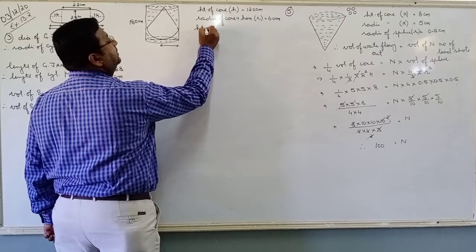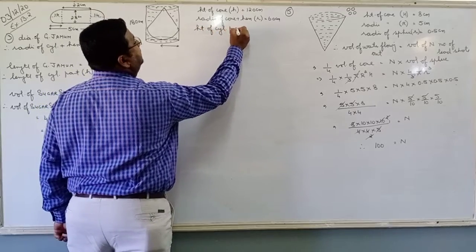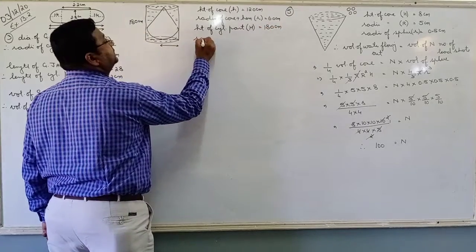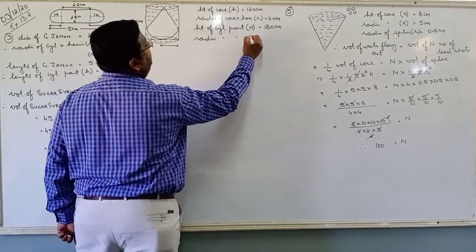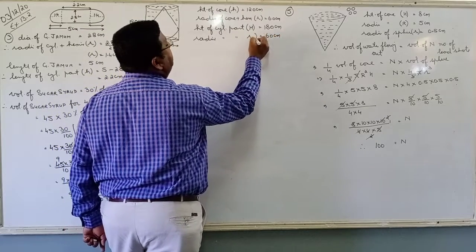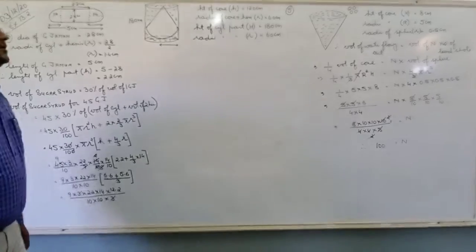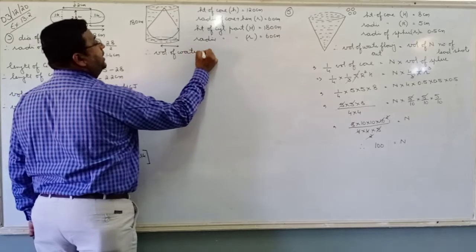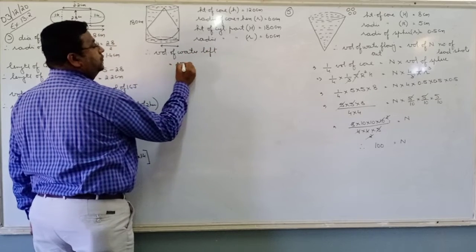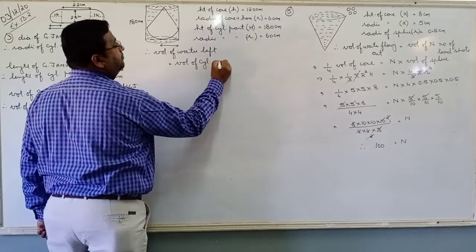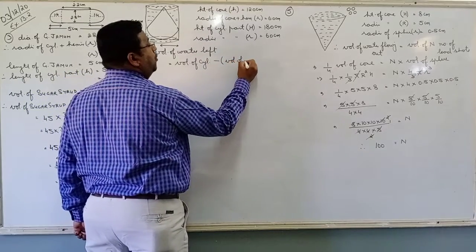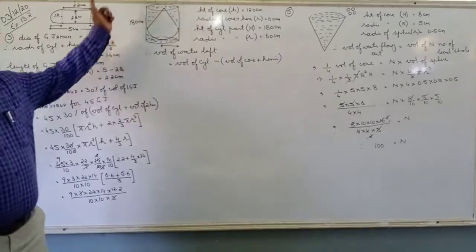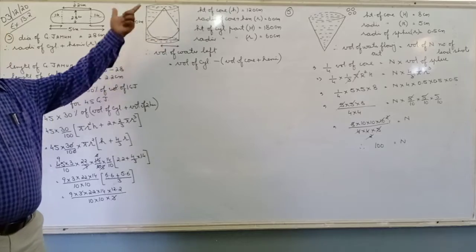Height of cylindrical part, capital H is equal to 180 centimeter and radius of cylindrical part is the same. Radius of cylindrical part small r is equal to 60 centimeter. The symbol is same because the radius is same. So volume of water left is equal to volume of cylinder minus volume of cone plus hemisphere. Yes or no? From this cylindrical part we will subtract the volume of cone and hemisphere.